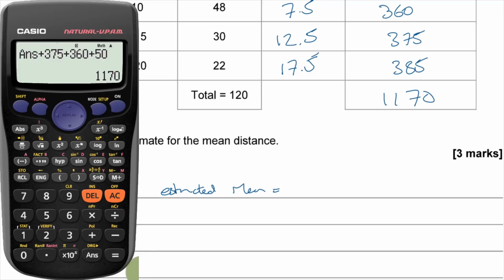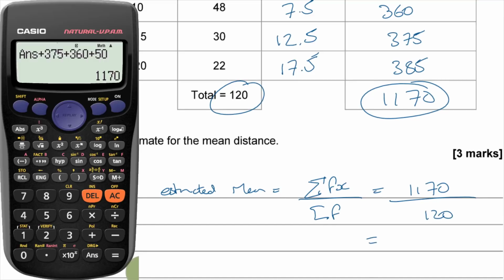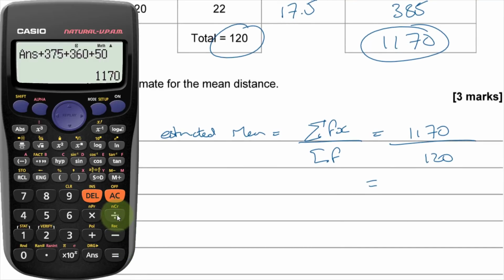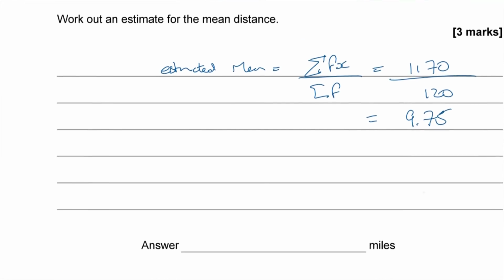is going to be my sigma fx divided by my sigma f. In other words, the sum of fx, which is this value here, 1170, divided by my sigma f, that's the sum of my frequencies, which is this value, 120. Okay, just type that into the calculator again, 1170 divided by 120 is 9.75. So that's my answer, 9.75.